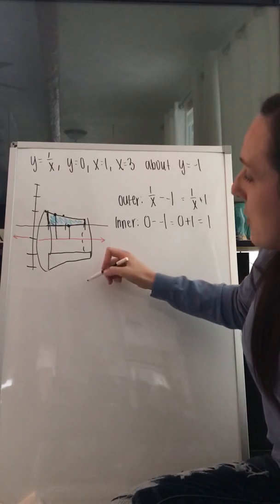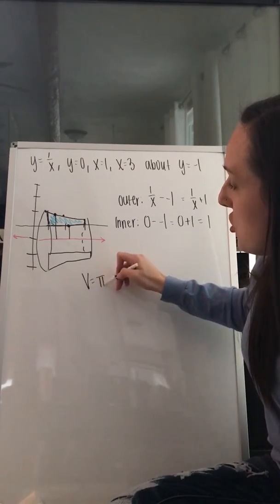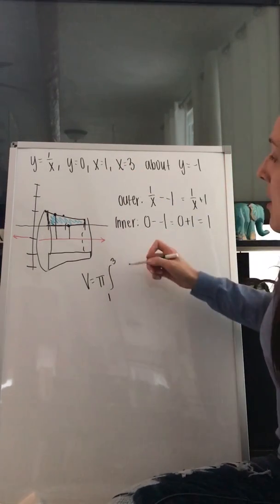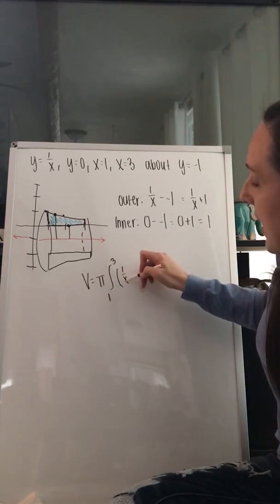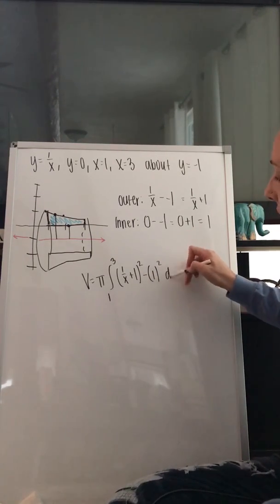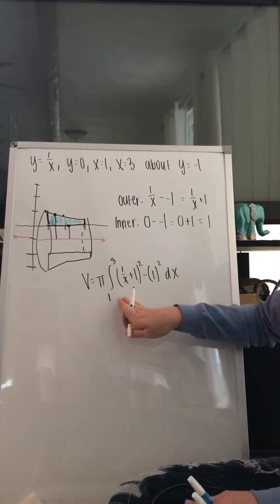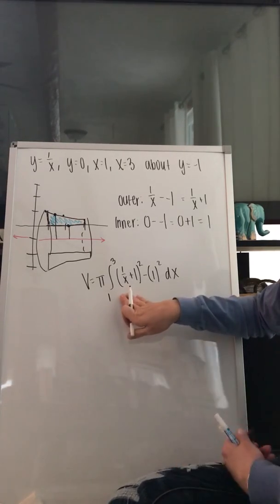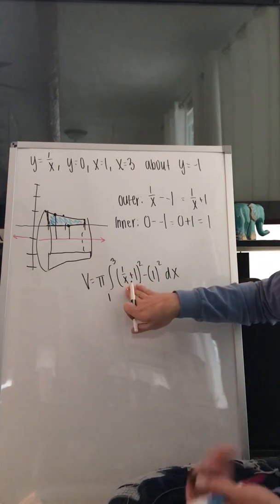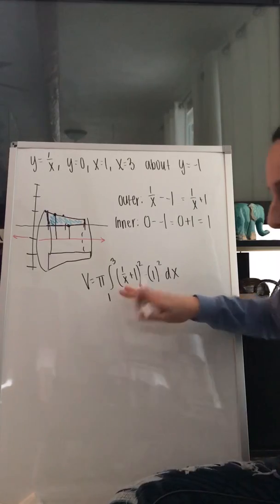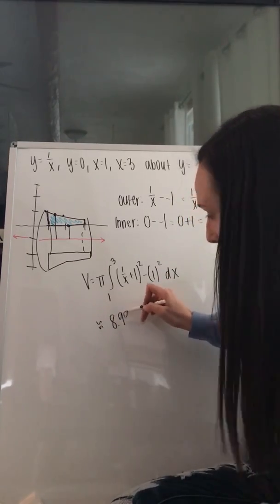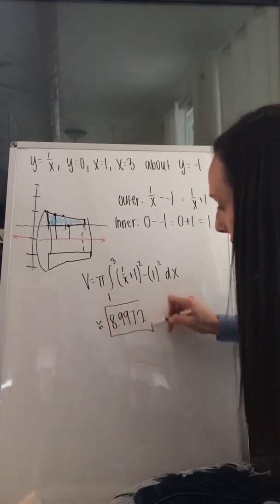So when I set up my volume, it is equal to pi times the integral from 1 to 3, again, that was given to me up there, of my outer radius of 1 over x plus 1 squared minus my inner radius of 1 squared dx. I probably wouldn't simplify this at all. I would literally just use your technology to get the volume. You can rewrite that as x to the -1 if you want to, but you don't have to if you're just plugging into your calculator. So you should get a volume of approximately 8.9972 when you evaluate that using your technology.